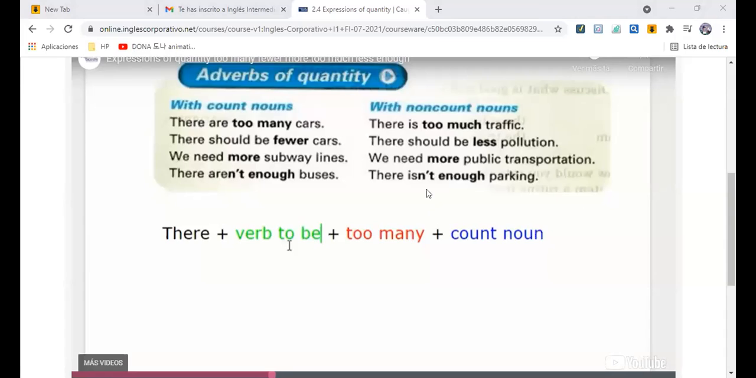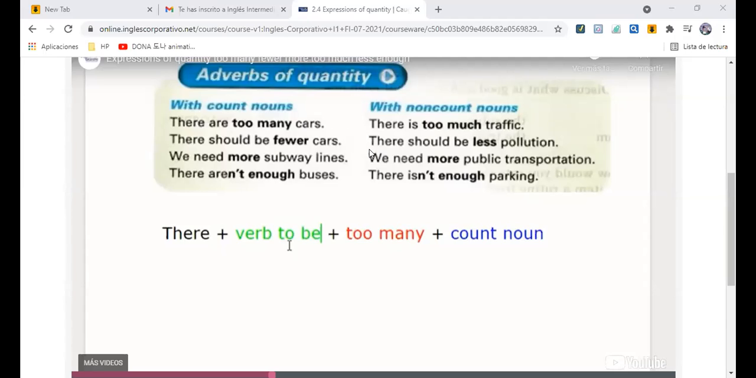There is a lot of hate. Right. Okay. How do you say no hay amor entre ellos? There isn't love between them. Okay. So if you compare the information with countables and non-countables, too many cars, muchos carros. Too much traffic, mucho tráfico. Menos carros, menos contaminación. So the idea is the same, but different vocabulary.